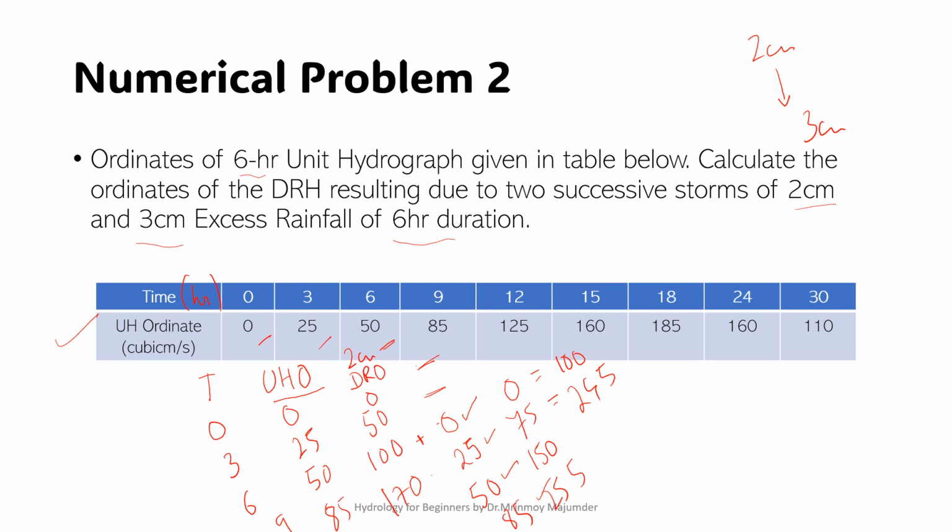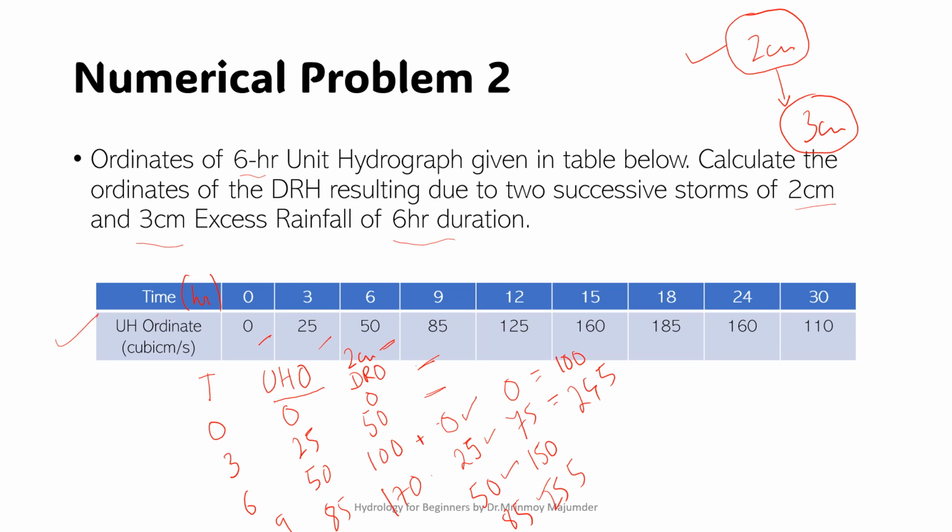So again I am repeating, in this problem this is something special. Ordinates of a 6-hour unit hydrograph are given. Calculate the ordinates of the DRH resulting from two successive storms of 2 cm and 3 cm excess rainfall of 6-hour duration. So the first storm happens at the same time, the second 3 cm storm happens after 6 hours, because both storms have 6-hour duration. For the first storm of 2 cm, straight away multiply 2 with the ordinates of the given unit hydrograph, and you will get it.